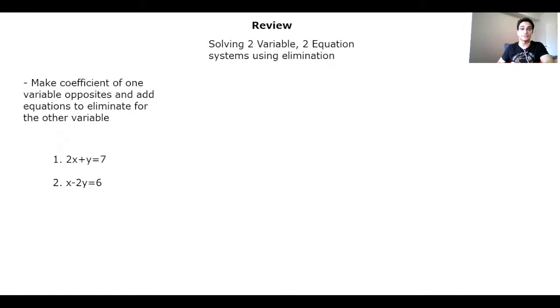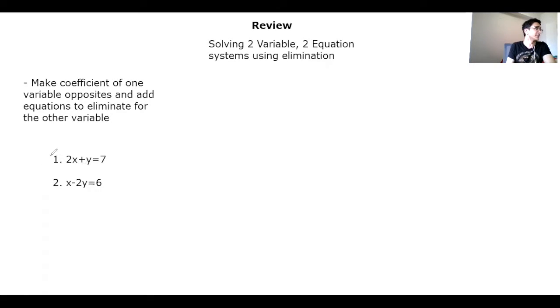But other than that, I'm just going to go over it very briefly, just so we have some background going into the 3-variable, 3-equation questions. So the main idea with this is to make the coefficient of one variable opposites and then add the equations to eliminate for the other variable.